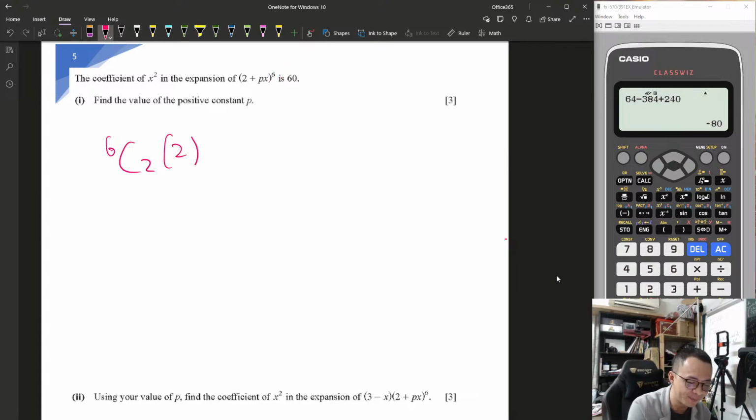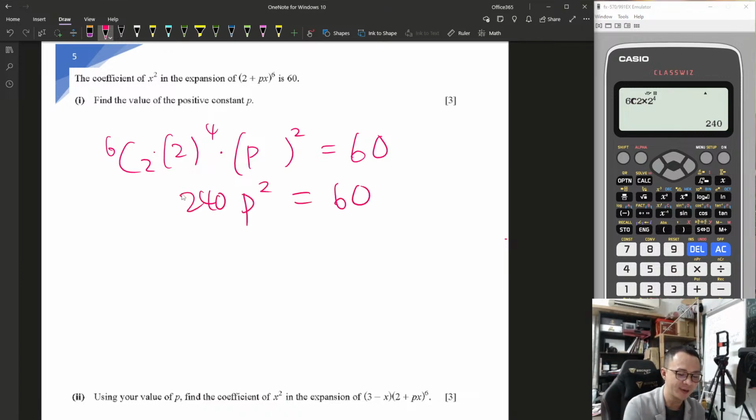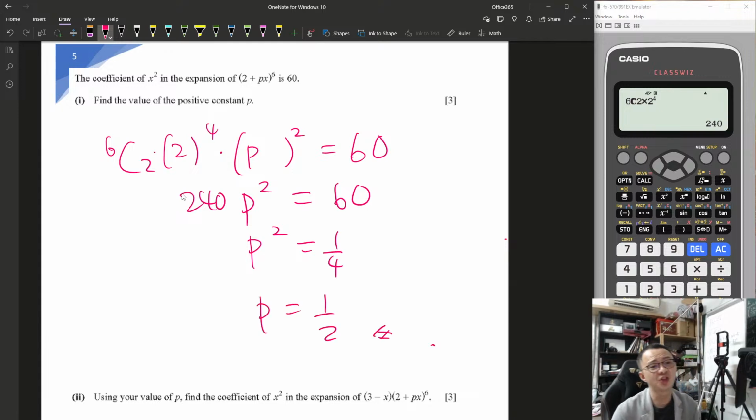So this is 6C2, 2 to the power of 6 minus 2, and then (px) to the power of 2. But since it's the coefficient, I will never write the x here, so the whole thing equals 60. 6 minus 2 is 4. This is multiply, right? So I type in the calculator 6C2 multiplied by 2 to the power 4, which is 16. So I get 240p squared equals 60. p squared equals 1 over 4. p equals 1 over 2. Done. This 3-mark question is very easy if you know what is going on. But if you do not know what's going on, you might get stuck there.